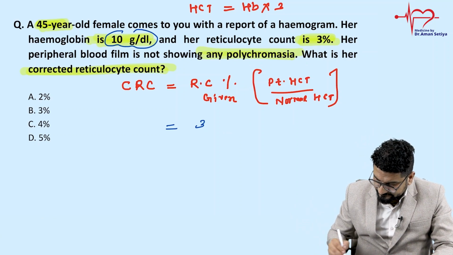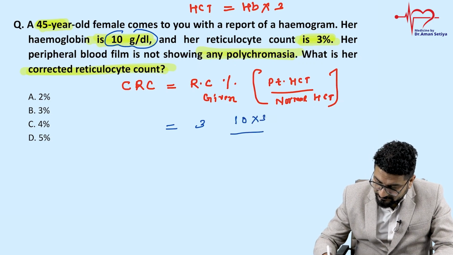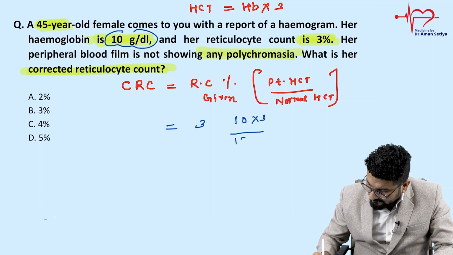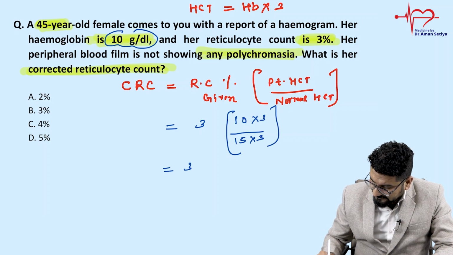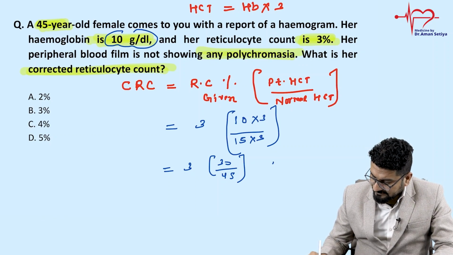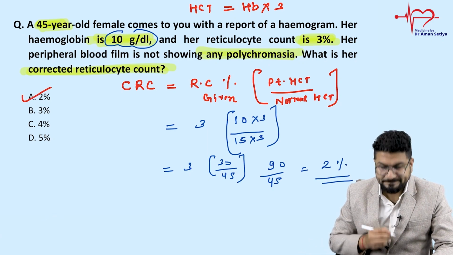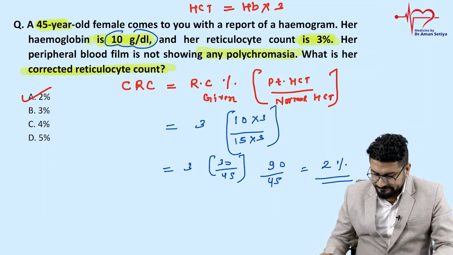So let me write it in a simple way. 3 into 30 divided by 45. 3 into 30 is 90, divided by 45. That means the corrected reticulocyte count will come to 2%. So the answer for this question will be 2%. Simple. This is how we can calculate corrected reticulocyte count.